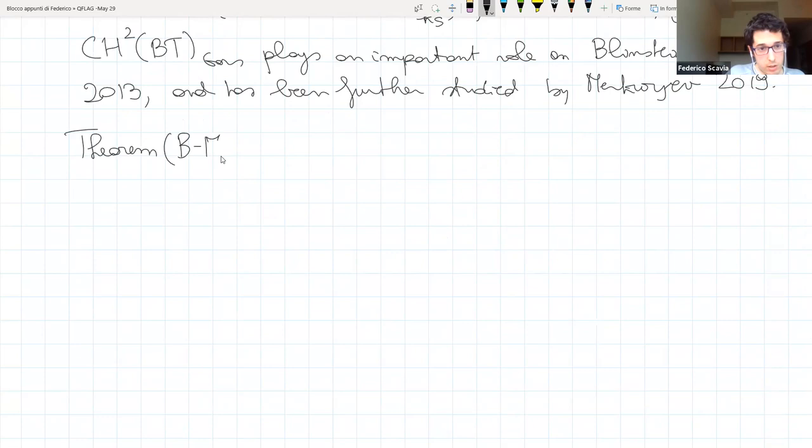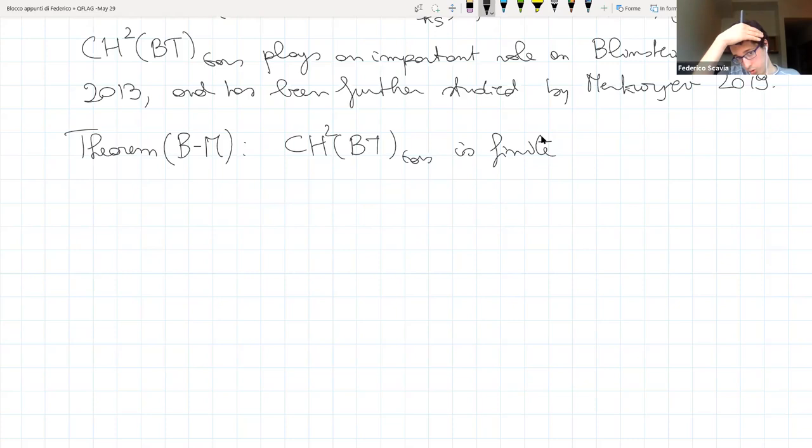The main general result that they proved is that the torsion of Chow two of BT is finite, which apparently is not obvious, could be very, very big, and two-torsion.